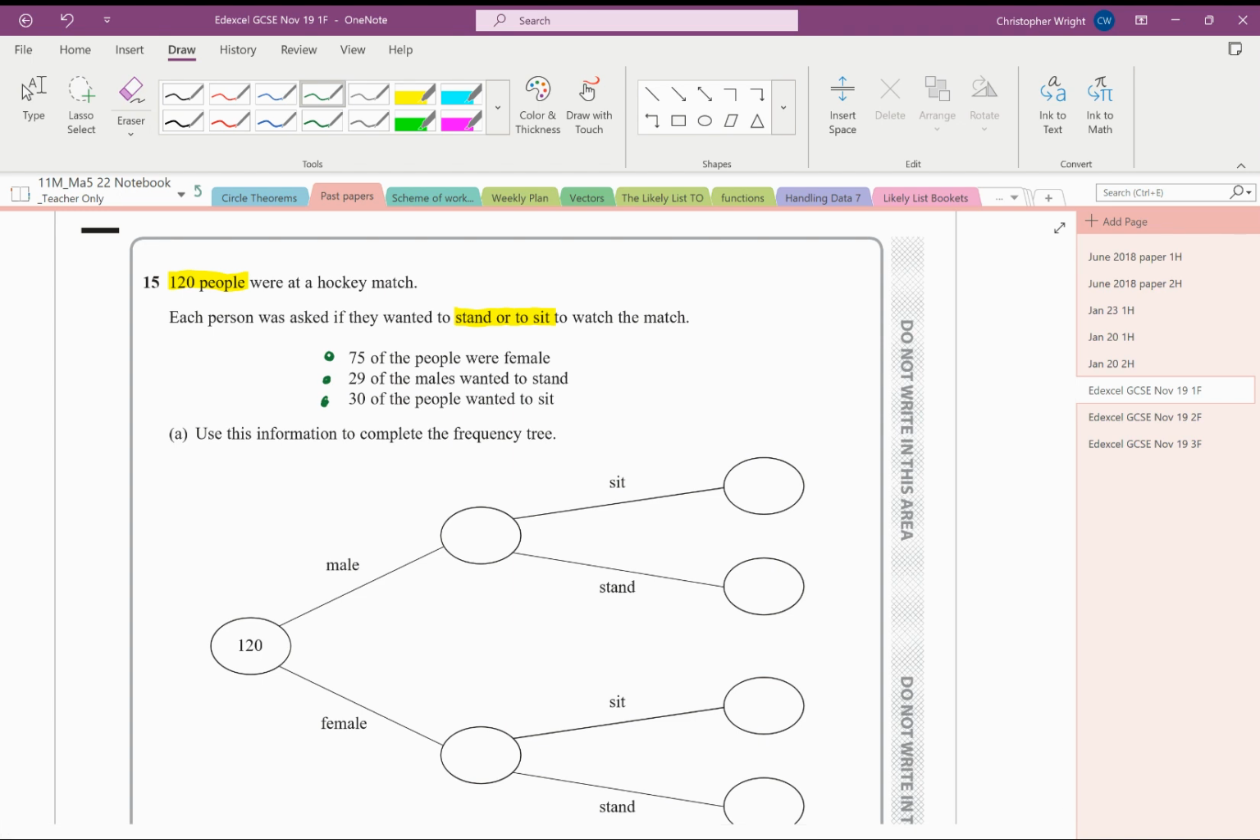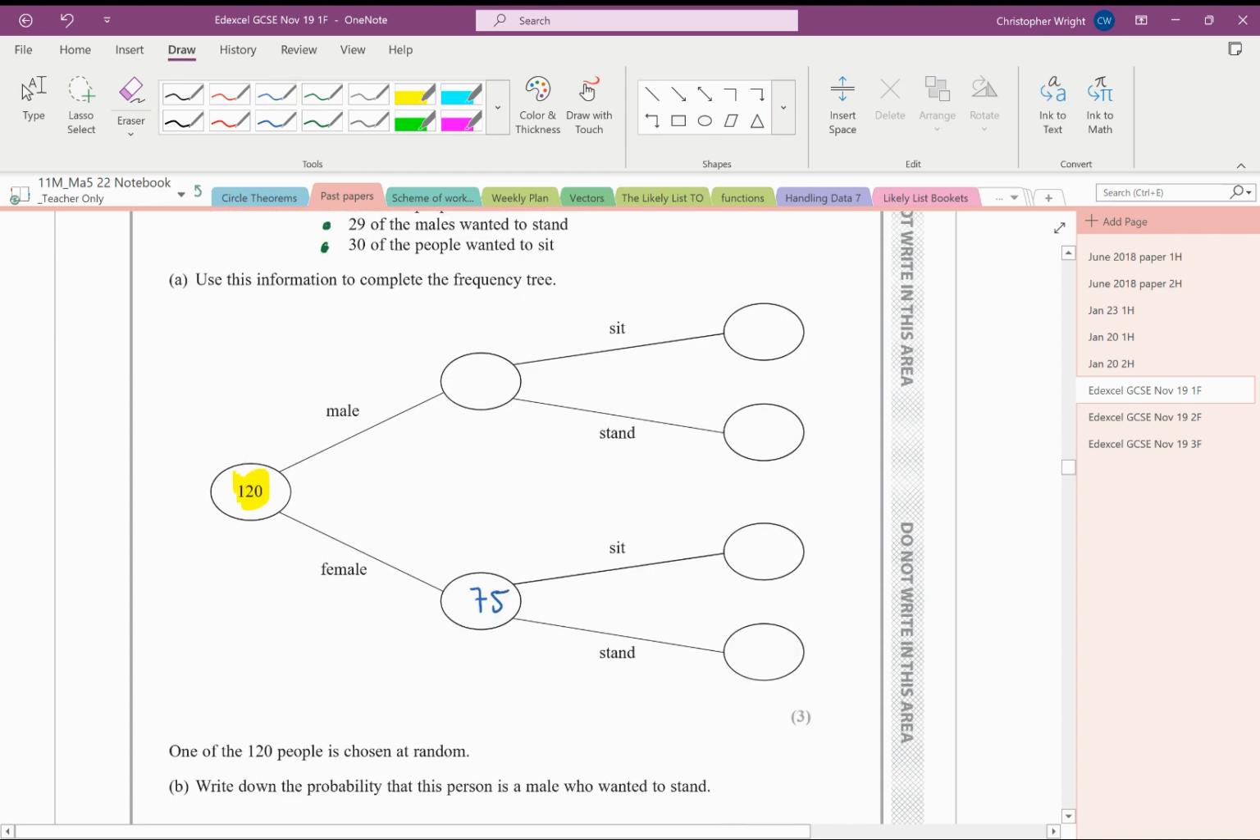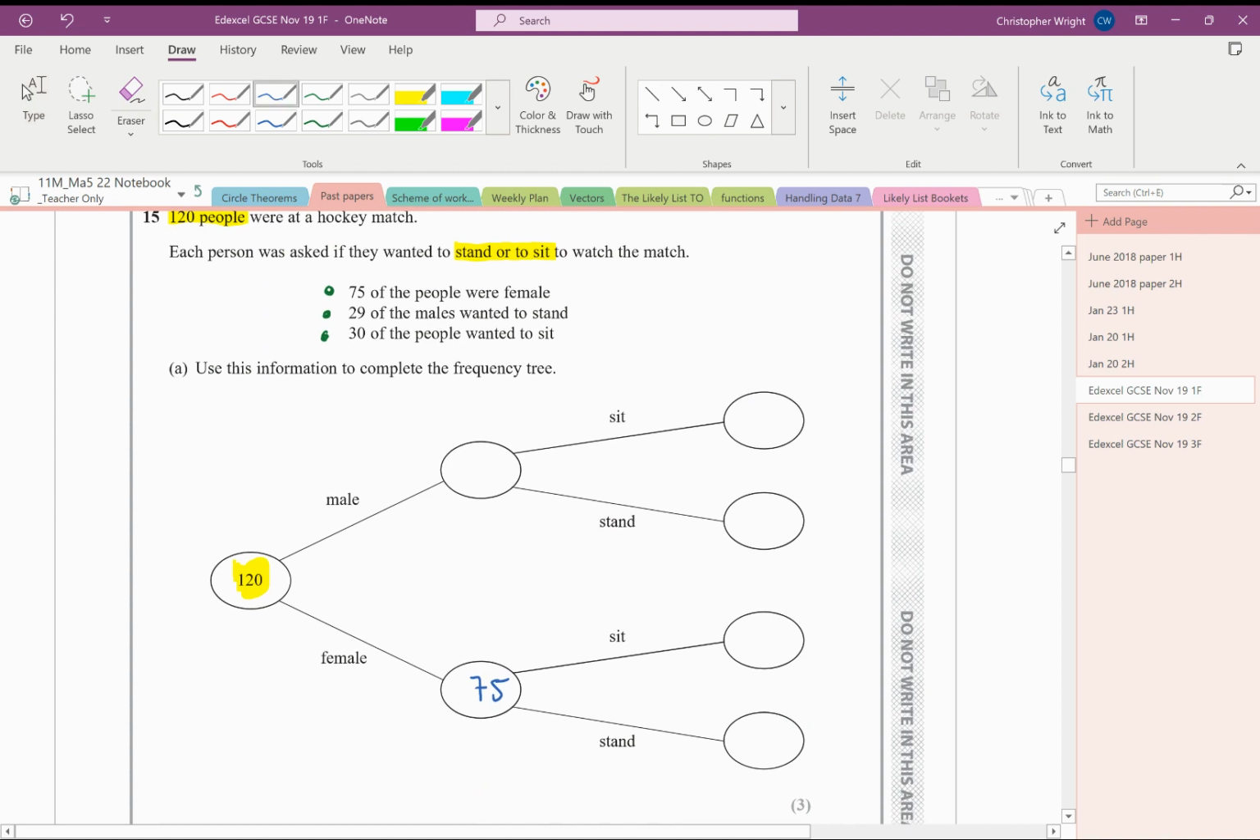Okay, so the first thing here is that we start with our 120 and we've got to decide how many are male, how many are female. Let's start at the beginning. 75 of the people were female, so I can work out how many were male by doing 120 minus 75. 120 minus 75 is 45. So there must have been 45 male spectators.